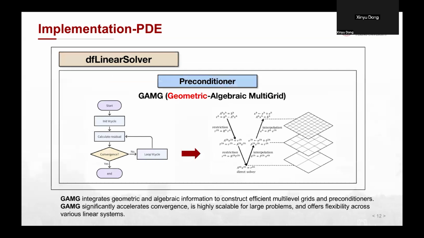Then I will briefly introduce the preconditioner in DF Linear Solver, GAMG, geometric algebraic multigrid. Compared to AMGX, we implemented the geometric multigrid, which can bring significant performance improvements. In detail, GAMG integrates geometric and algebraic information to construct efficient multi-level grids and preconditioners. This approach significantly accelerates convergence, is highly scalable for large problems, and offers flexibility across various linear systems. And we use GAMG as the preconditioner for the PCG solver to accelerate the algorithm's convergence.